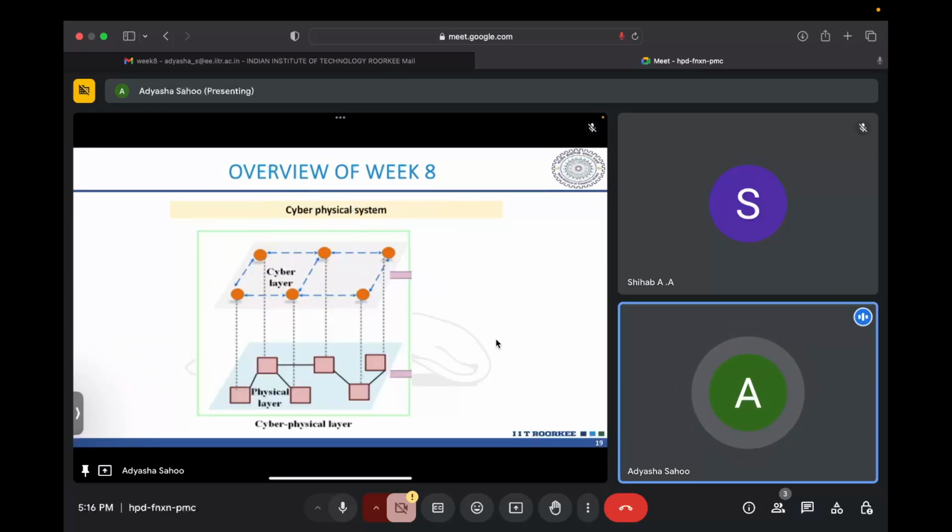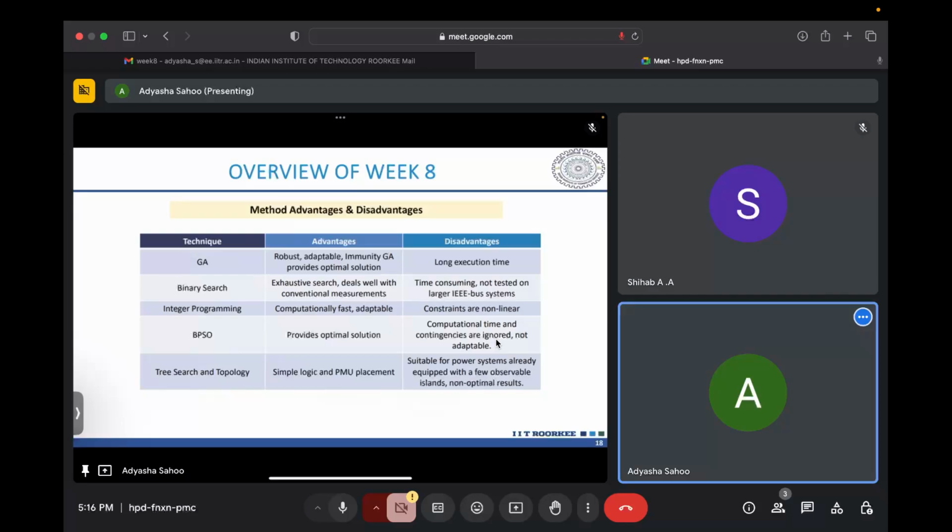So if you discuss one by one, the GA has the disadvantage of long execution time, whereas it is robust and adaptable. And binary search again is time consuming. Integer programming is again a classical optimization technique. It is computationally fast, but the constraints are nonlinear. Similarly, there are various other meta-heuristic techniques such as BPSO, binary PSO, and others. Each has its advantages and disadvantages.